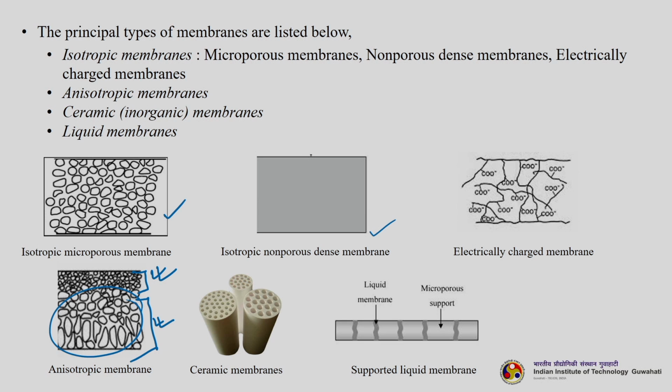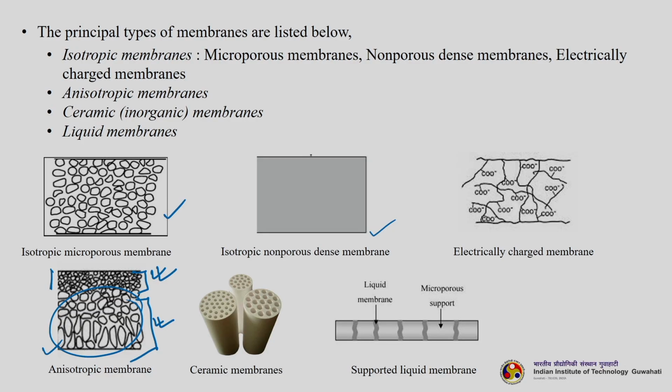The bottom portion is providing the support, whereas the top portion is doing the separation. So, all the separation is achieved by the top layer. So, the thickness of the top layer plays a very big role. Then we have ceramic membranes.